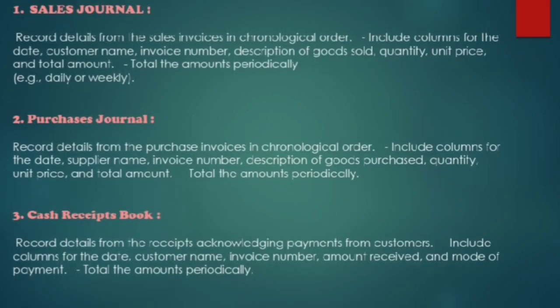There are 4 books of prime entry. First, sales journal. Record details from the sales invoice in chronological order. Include columns for the date, customer name, invoice number, description of goods sold, quantity, unit price, and total amount. Total the amounts periodically, for example, daily or weekly.